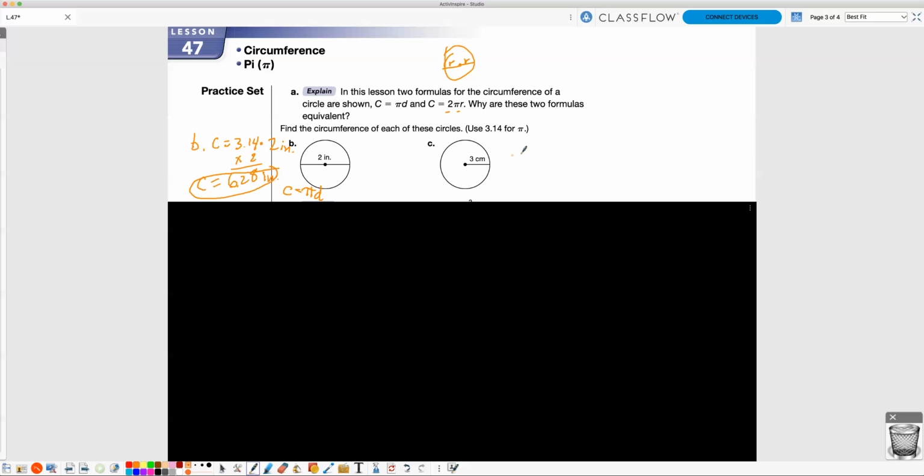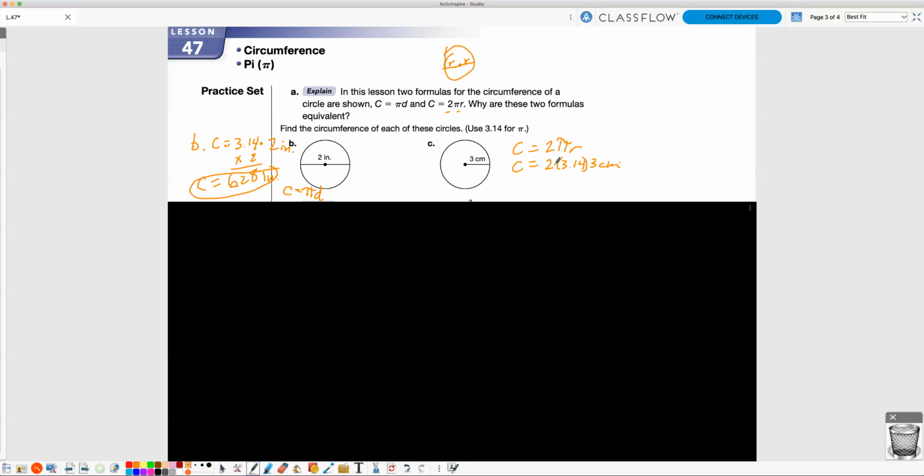Letter C. So here's the pi, or circumference equals 2 times pi times r. Go ahead and plug in your values for those and answer letter C. So for letter C, I would take 2 times 3.14, and then multiply that times 3 centimeters. If I multiply the 2 and the 3 first, I'd end up with 6 times 3.14, or I could take 2 times 3.14 times 3.